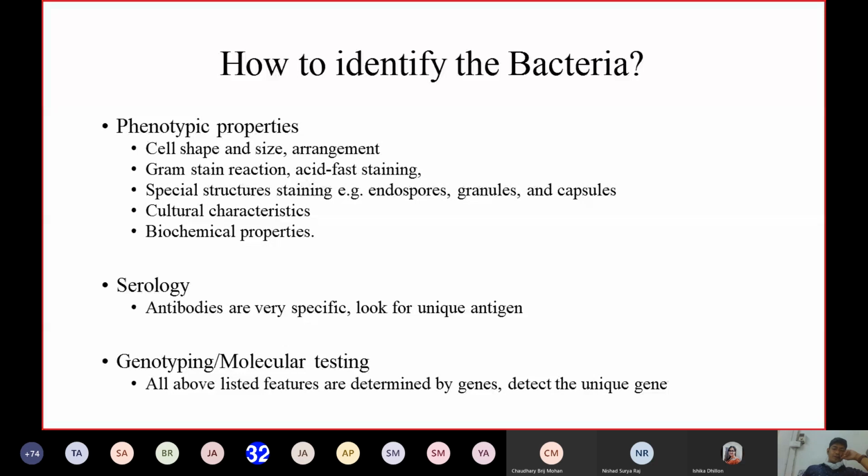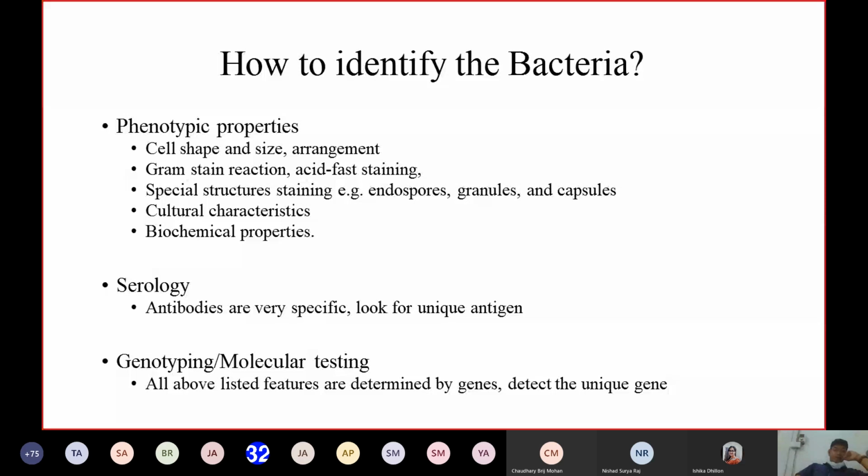Similarly, in serology also, we said unique antigens are there. That antigen can be a protein or lipid or anything. Again, that is governed by a gene. Now, the gene that codes for a unique antigen is unique to a particular bacterium, because that antigen is not shared with any other bacterium. That means the gene sequence coding for that antigen is also unique. So if we are able to identify that unique gene, then we have identified the organism.